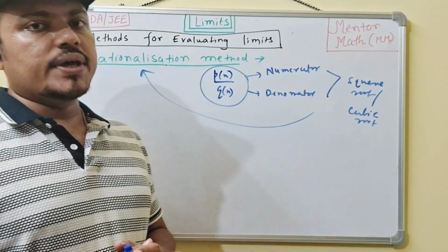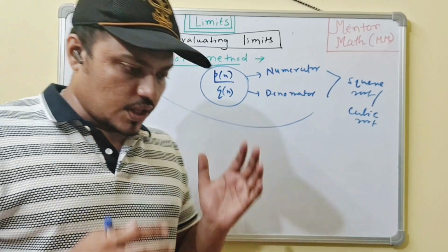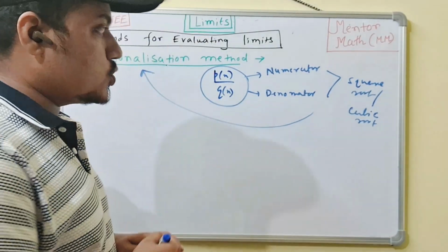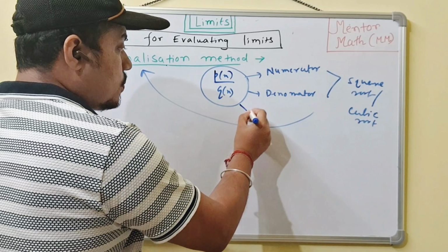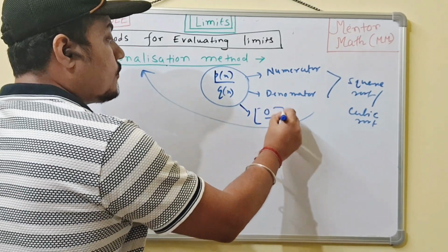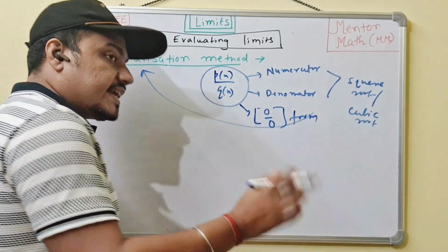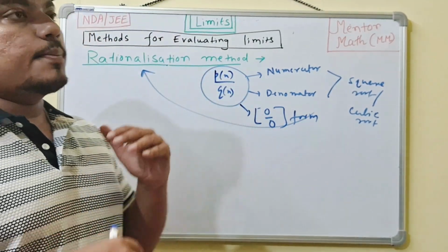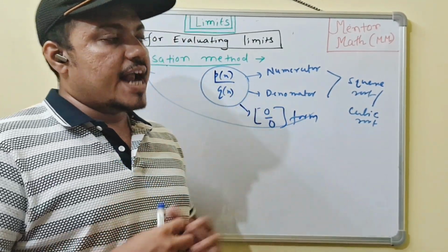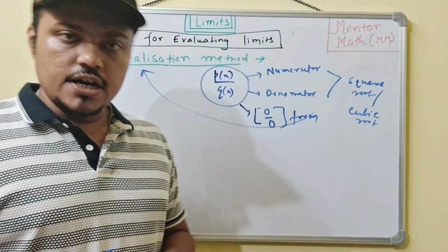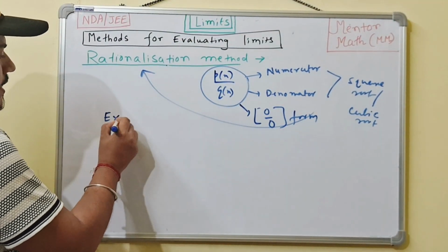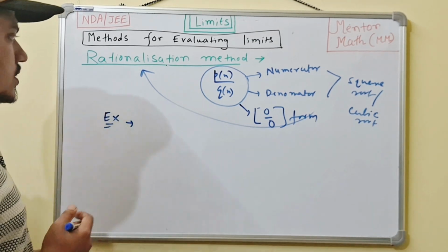Same process we can use here. Whenever you see the form is a rational form, p(x) by q(x), and you also see that the form is 0 by 0, an indeterminate form, at that time you have to think that our job is to remove the square root, and that process is the rationalization method. Let us take one example, and with that example you can clear your doubts also.